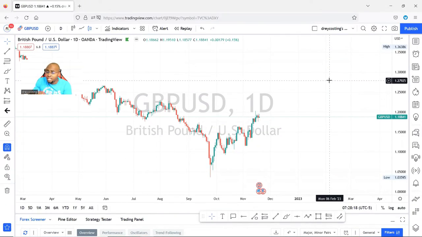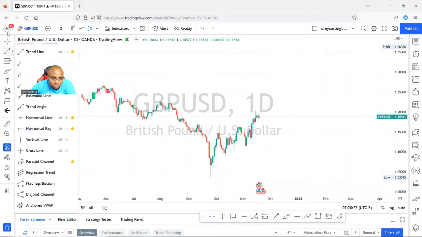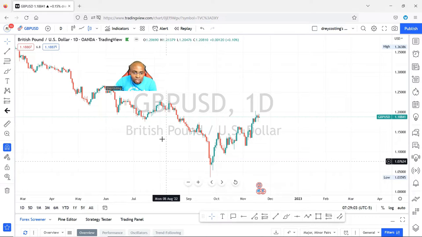All right, parallel channel. This is really effective, guys, trust me. I'm going to show you where to find it. Under the cursor bar right here, you're going to have the lines: the trend lines, arrow, rays, info line, and so on. Right here, you have the parallel channel, which is used to draw channels. I put it on my favorite bar, so going forward I'm just going to take it from the favorite bar. So let's get into it.